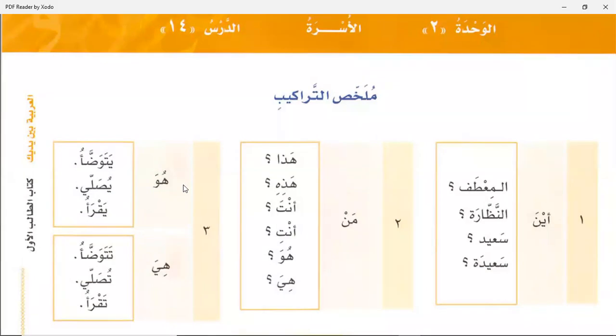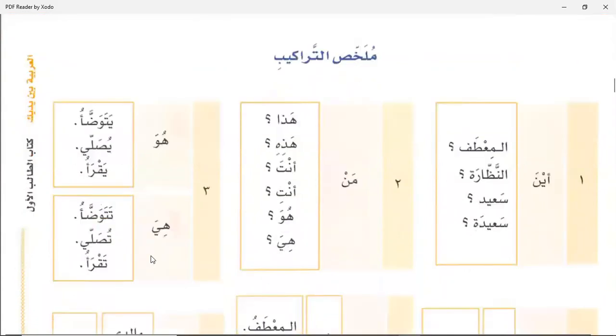Anyone else who wants to read, raise her hand. Okay, Miss Fatu Bintu Kamala. Huwa yatawadda'u. He is performing ablution. Huwa yusalli. He is praying. Huwa yaqra'u. He is reading. And here? Here, tatawadda'u, she is performing ablution. Here, tusalli, she is praying. Here, takra'u, she is reading. Anyone else, raise her hand.